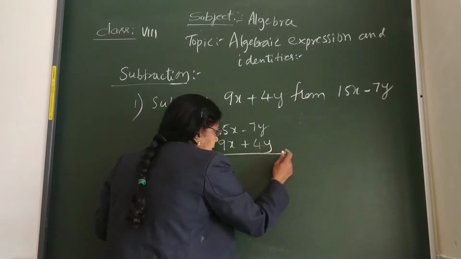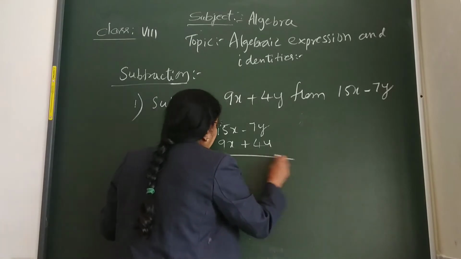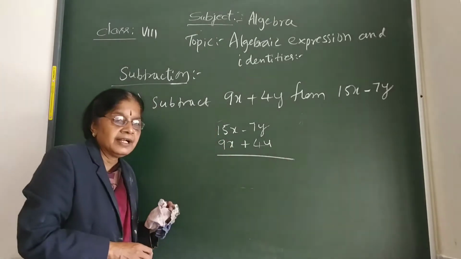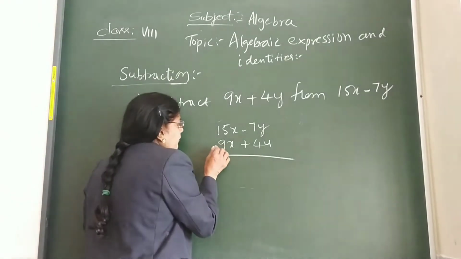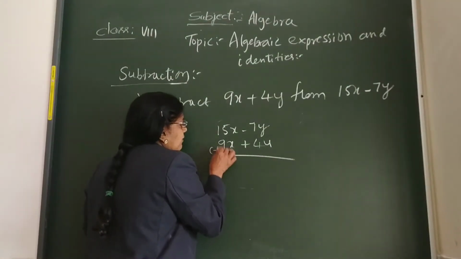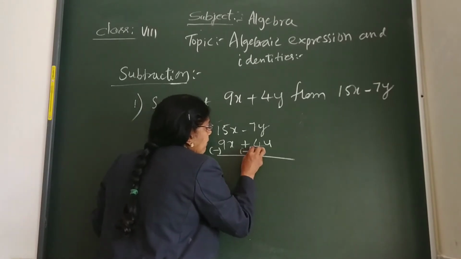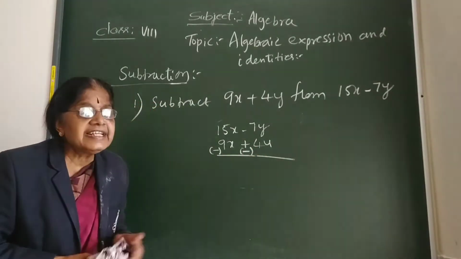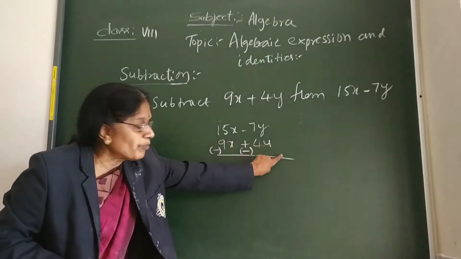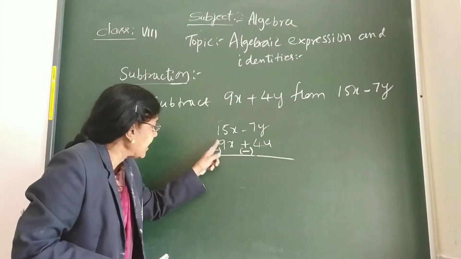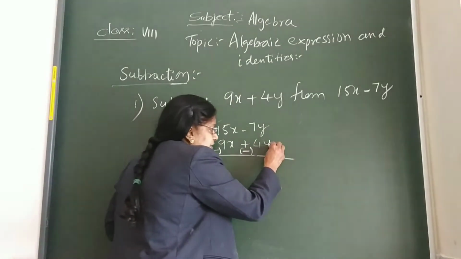Now what we have to do? We have to subtract. One rule is there when we do the subtraction: plus will become minus. Here also the plus will become minus. So there will be a change in sign for the second binomial. Plus 9x will become minus 9x and plus 4y will become minus 4y.